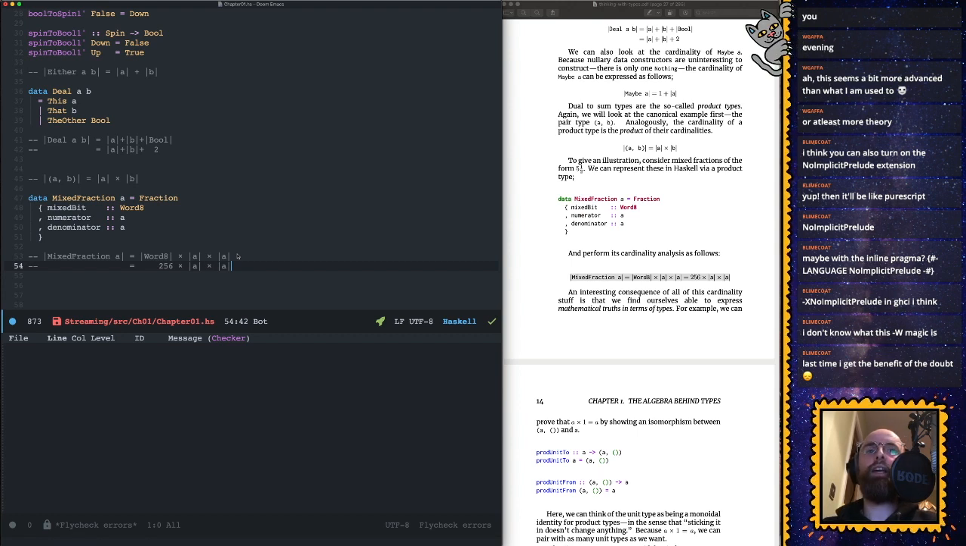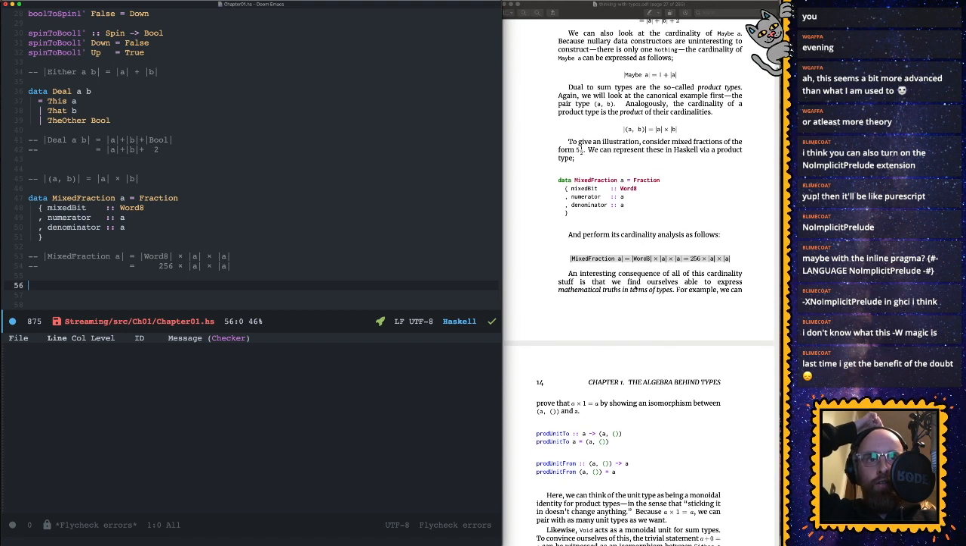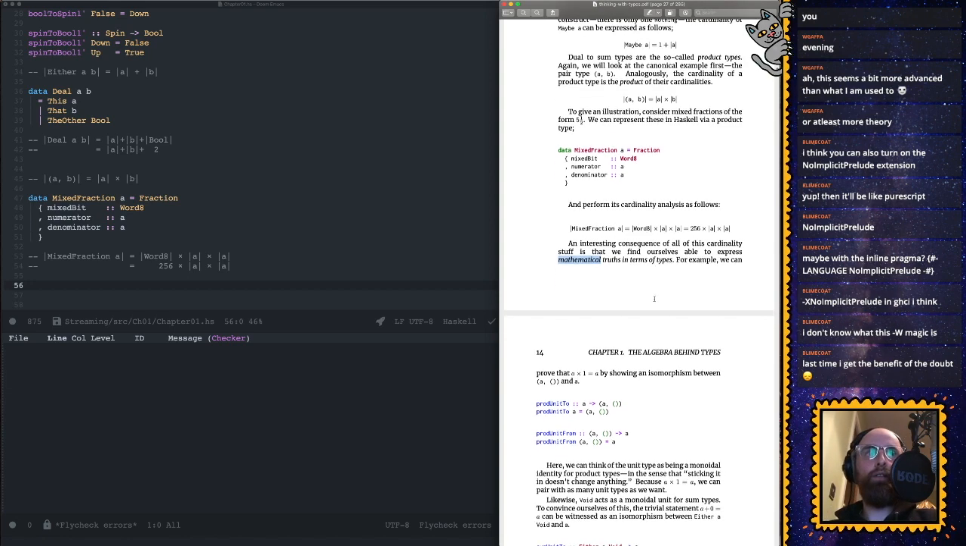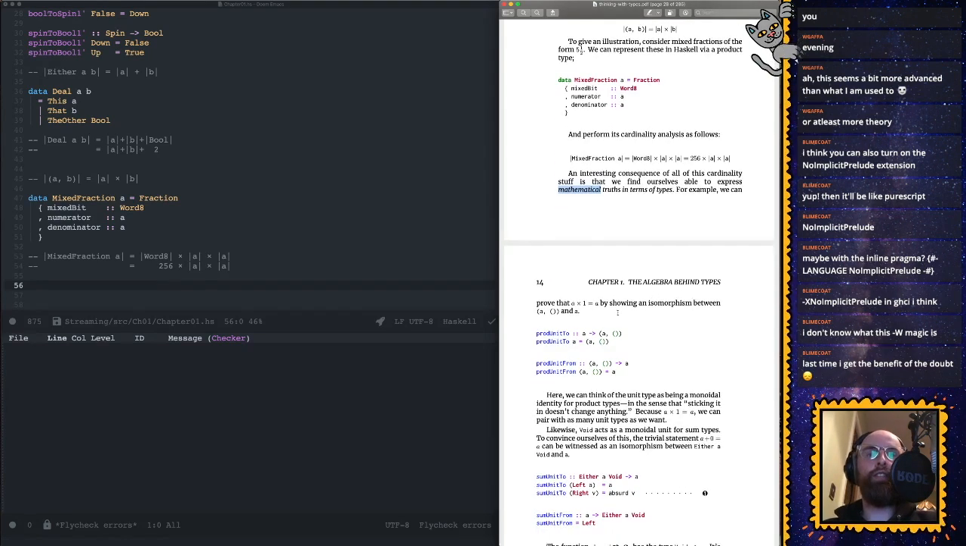I think we'll get some in the task. It'll give us things to try and work out, and then we actually create values for these types. Okay, so proved. Hold on, we were reading. An interesting consequence of all of this cardinality stuff is that we find ourselves able to express mathematical truths in terms of types. We need that mind-blown thing coming up in a minute, because this gets really interesting.